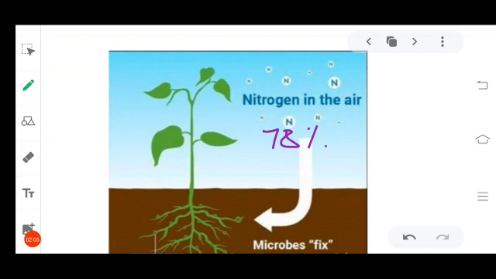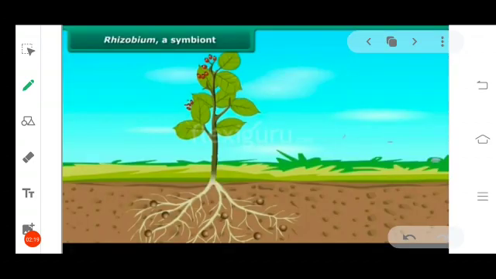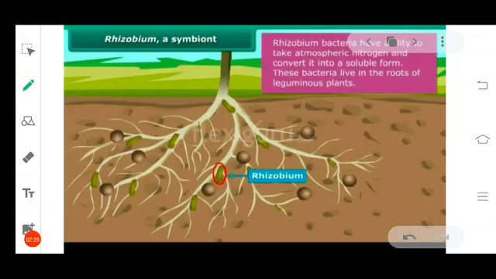So this nitrogen will have to be dissolved in the soil, then only it can be taken up through the roots. And now this nitrogen is dissolved in the soil by the help of nitrogen fixing bacteria, which are called rhizobium bacteria. And these bacteria live in the root nodules of leguminous plants. Leguminous plants are symbionts, and these bacteria live in the spherical structures. What you see here, these spherical structures are root nodules, and the bacteria name is rhizobium.